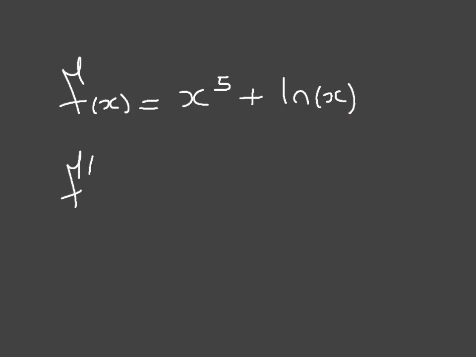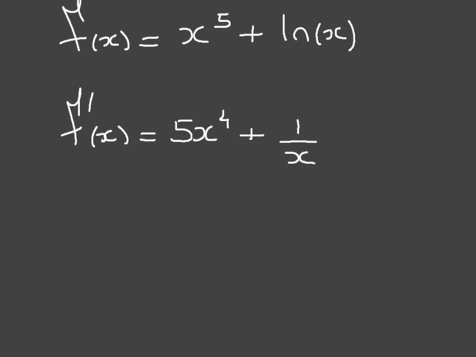Let's say we were given f of x is equal to x to the power of 5 plus ln of x. Well, once again, we're going to use the rule we learned, and to differentiate this function, we'll just differentiate each of the terms, x to the power of 5, followed by ln of x, as though they were on their own. So, the derivative f dash of x is equal to 5x to the power of 4 plus 1 over x. And that's how we differentiate the sum of two functions.